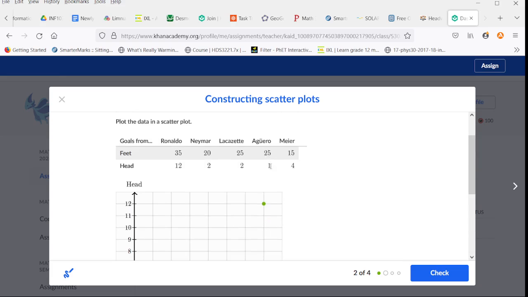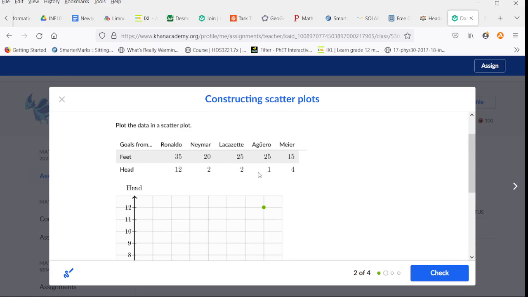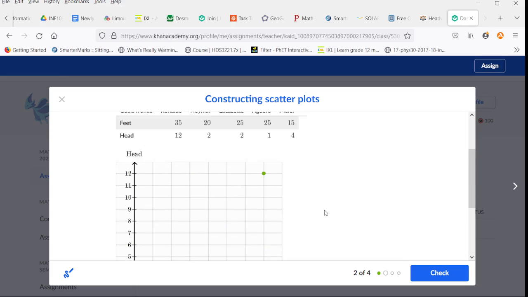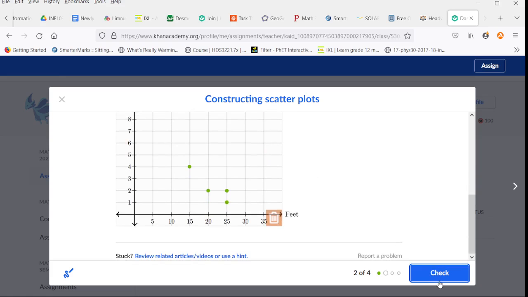Aguero, 25 feet, 1 head. And Meyer, 15 feet, 4 head. So Ronaldo definitely seems to be the top scorer in this league.